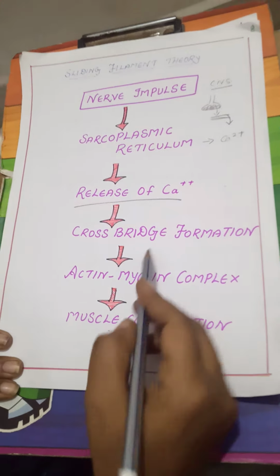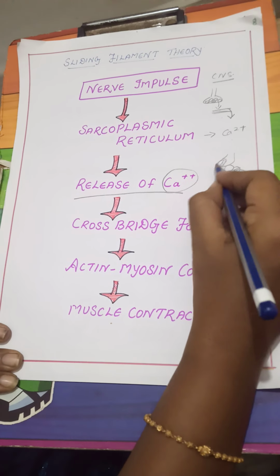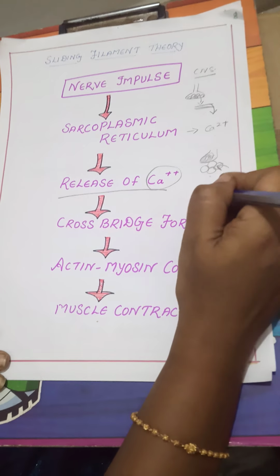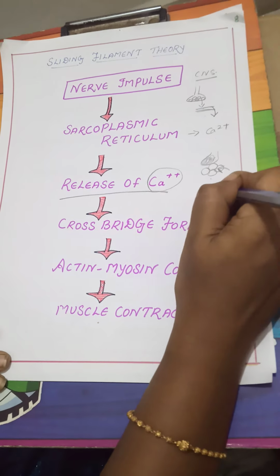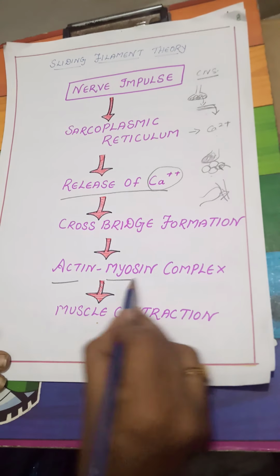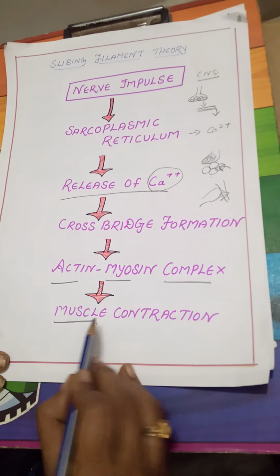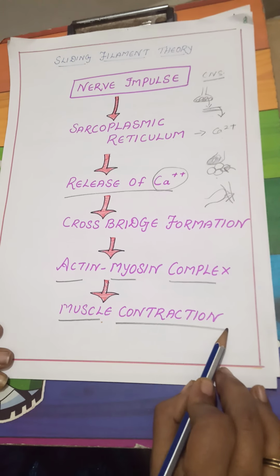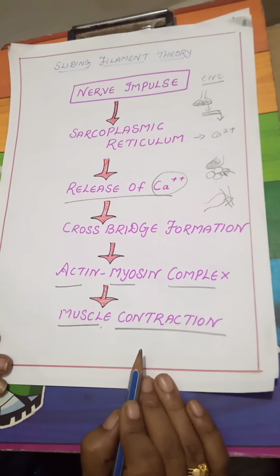with the troponin. Okay, when calcium ion binds with this troponin, it releases the mask that was masking the actin site of the myosin. Thereby the myosin comes in contact with the actin, and cross bridge formation takes place. So the actin myosin complex is formed, and the muscle fiber gets shortened, and the muscle contraction occurs. So this is how the muscle gets contracted.